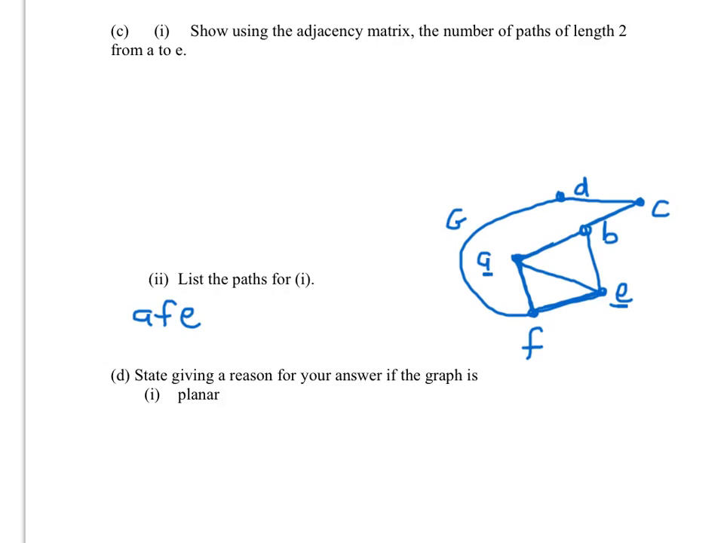Another possible path would be to go via B, so A to B and then down to E. So another one is A, B, E. Now there's no other path that does that, as you can see from the diagram. So there are only 2 such paths. If you had a very big network with lots of different vertices, then it wouldn't be possible to find the number of paths of a length, let's say 5, from one point to another by inspection. So part C1 gives you an opportunity to use a different method to find the number of paths of any given length from one point to another. And it's a method that uses the adjacency matrix.